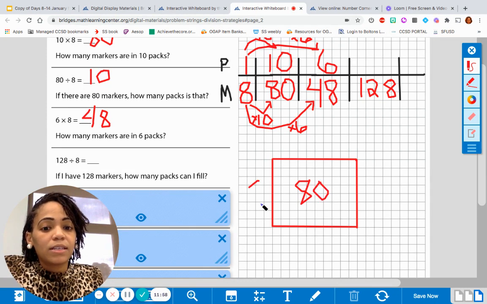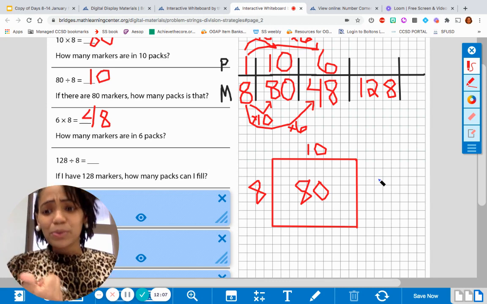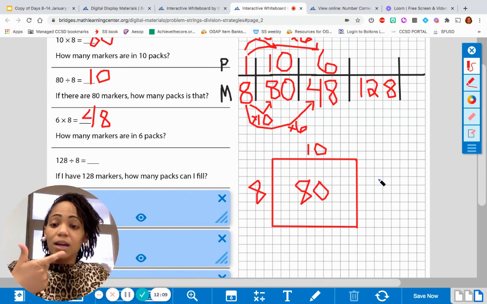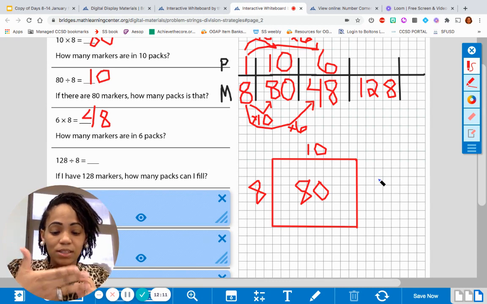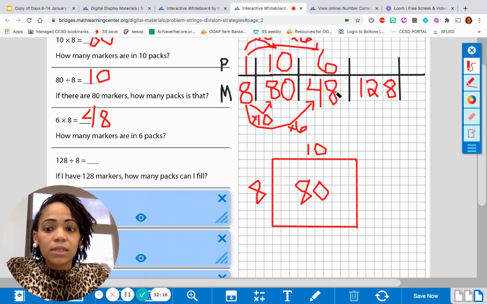And we know 8. We're trying to figure out what is the answer. What goes up here? This is 10. Well, how much more do we need? 128. 80, 90, 100, 110, 120. So that's 48.